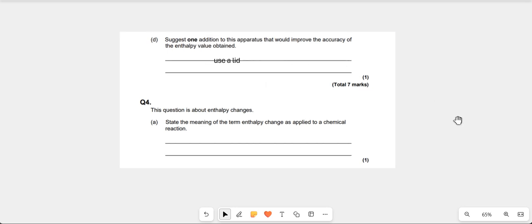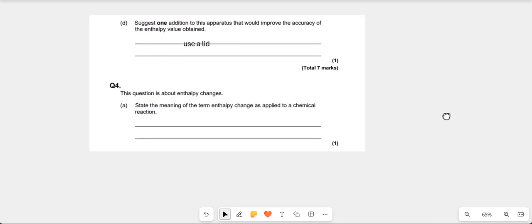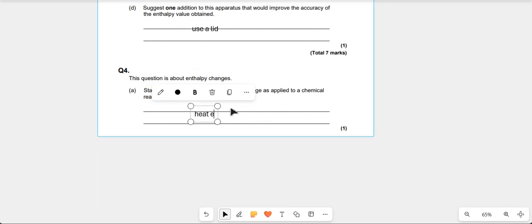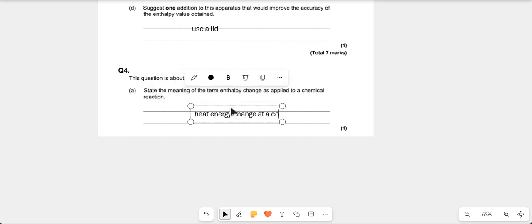Cool. There are questions about enthalpy changes. State the meaning of the term enthalpy change. Easy, no problem, mate. I'll state it for you ten times. Heat energy change at a constant pressure, yeah.